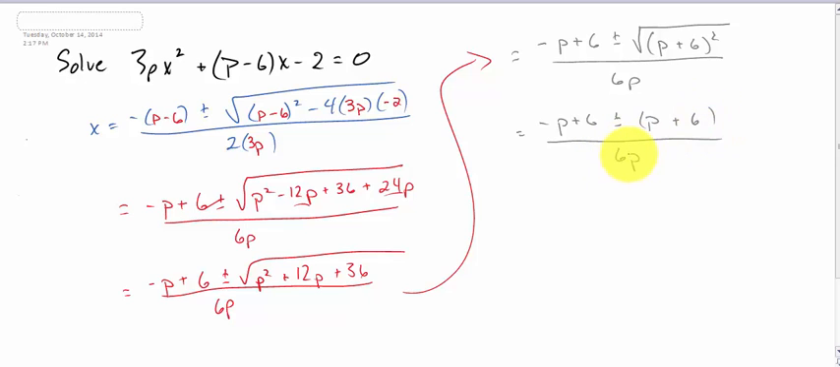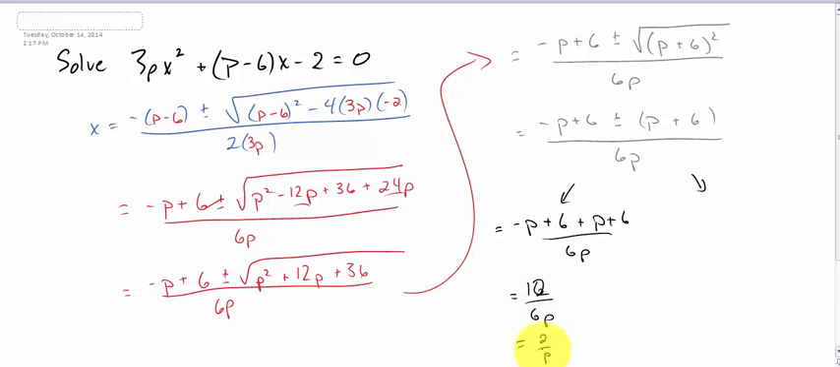So what are the two simplified solutions that we have? Since we don't have a radical anymore, we should go a little bit further. So now is when we split apart into two separate answers. Negative p plus 6 plus p plus 6 over 6p. So the p's would go away. We have 12 over 6p. So one solution is 2 over p.